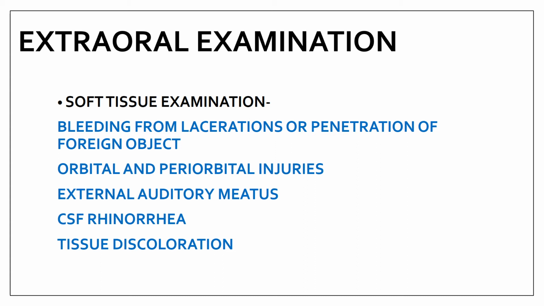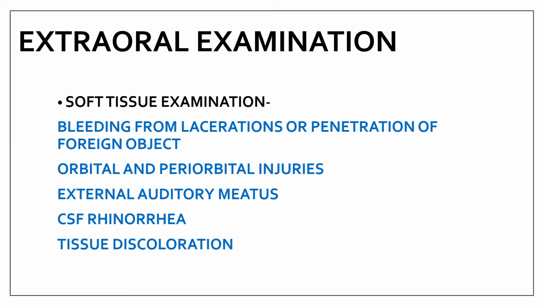As we have seen in Le Fort 2 and 3, there is periorbital edema. These things help you detect what exactly the problem is, or where exactly the trauma has occurred. The orbital and periorbital injuries may manifest as a subconjunctival hemorrhage. So this is the next point.